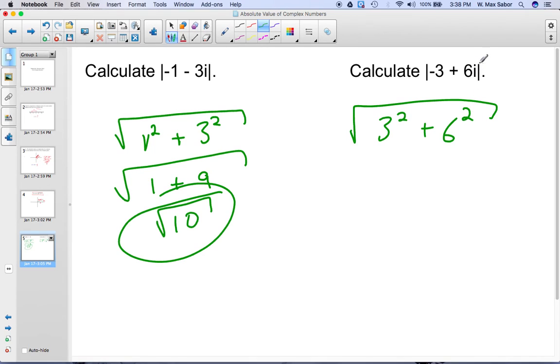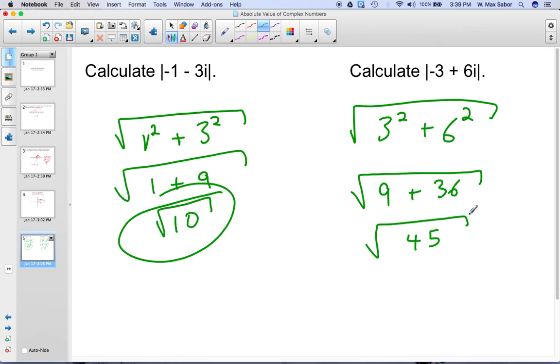We will never be using the i in our calculations here. It's always just looking at how far away it is. We don't care about which direction. So the i will never be used in our calculation for magnitude.